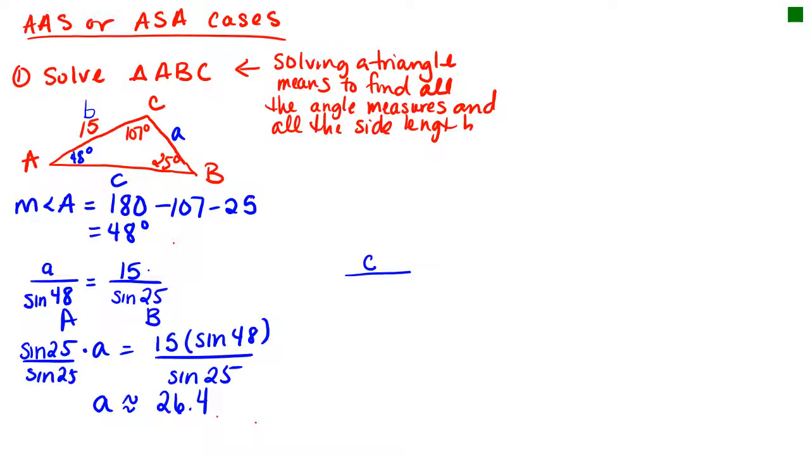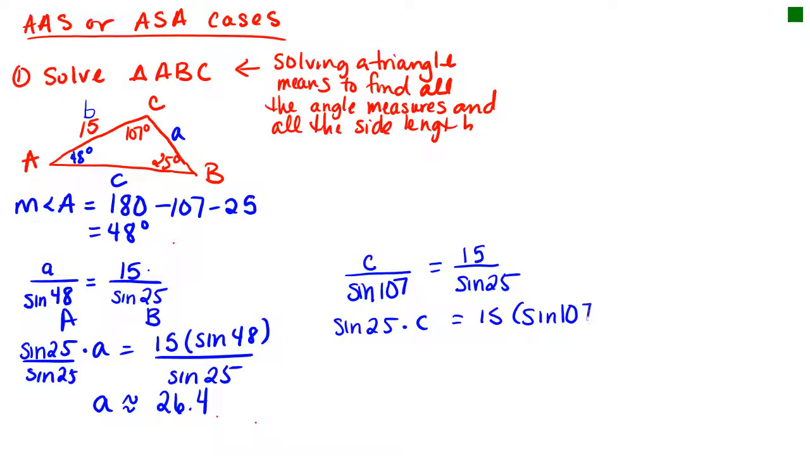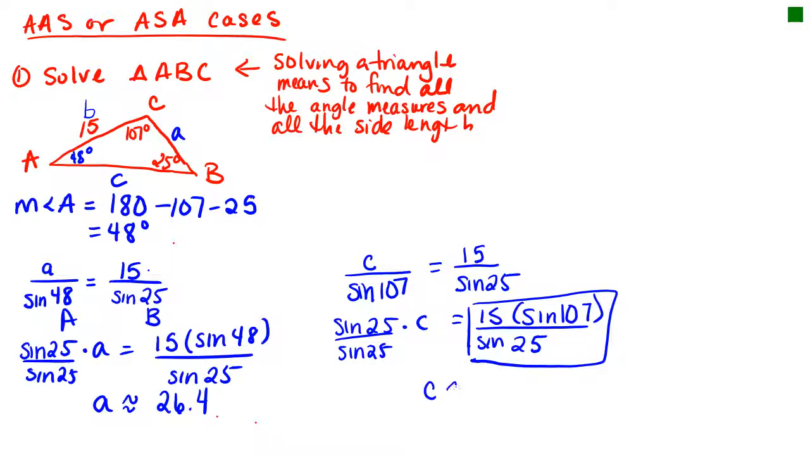So for side C, I'm going to use the sine of angle C, which is 107. I could use A or B, but I'm going to use B since they gave it to us. So B over sine B. Again, sine of 25 times C equals 15 times the sine of 107. Divide by the sine of 25. This is what I put in the calculator, and I get C is about 33.9. So now I know the missing lengths of those sides in the triangle.